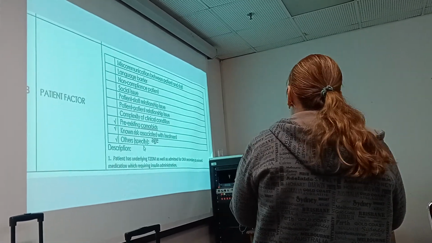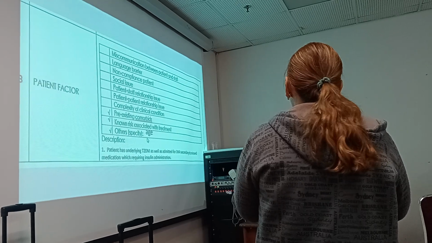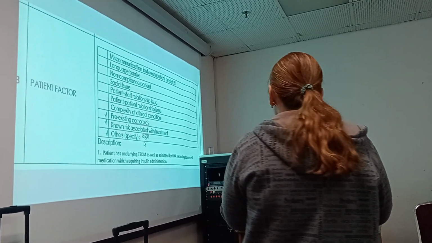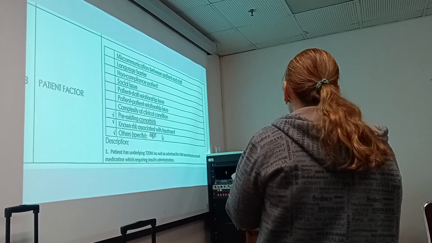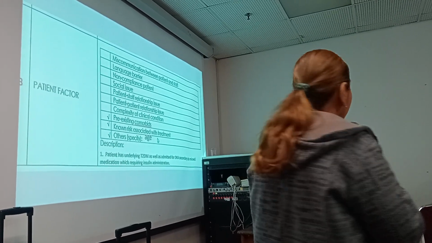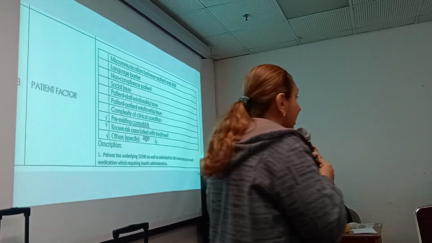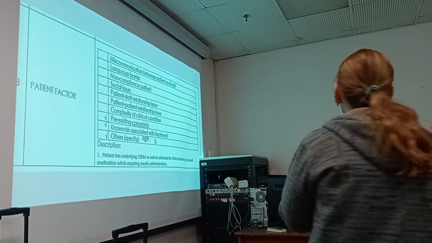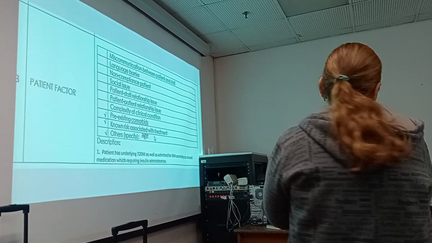Then in terms of patient factor, the patient is elderly, more than 70 years old, and has pre-existing comorbidities, with underlying type 2 diabetes mellitus. The patient was admitted for DKA, so the patient may require insulin administration. In this case, the husband was thinking that the insulin administration of 36 units was right in this patient.